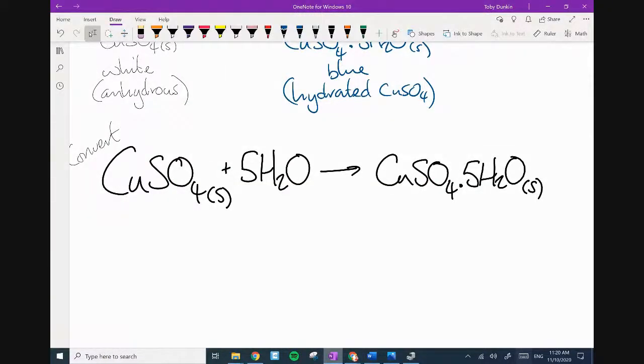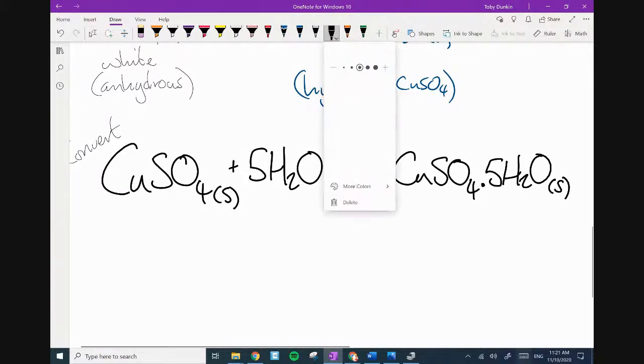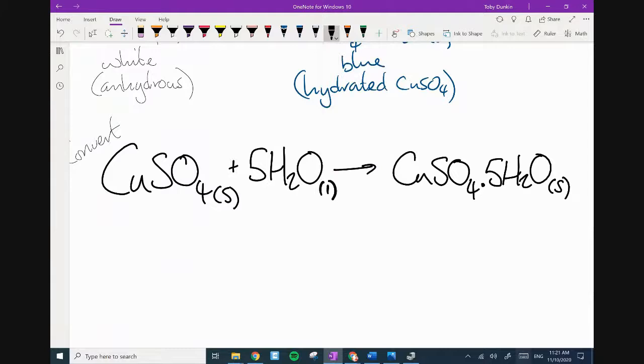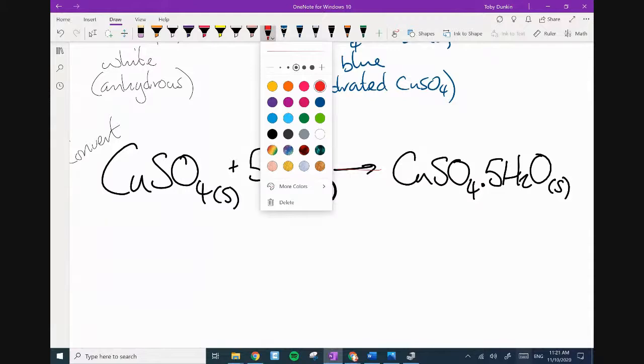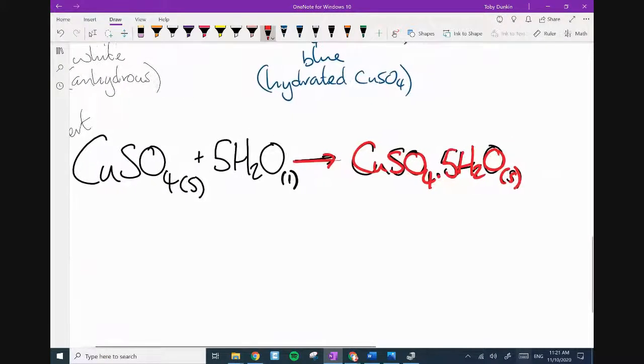The delay is massive. Now, the problem here, guys, is that if you add anhydrous copper sulfate to water, this is liquid water, standard state, it's not going to form a solid. This will not happen. That direction of the reaction will not take place. I'm not going to make a solid if I add water to copper sulfate. No, this will not happen.